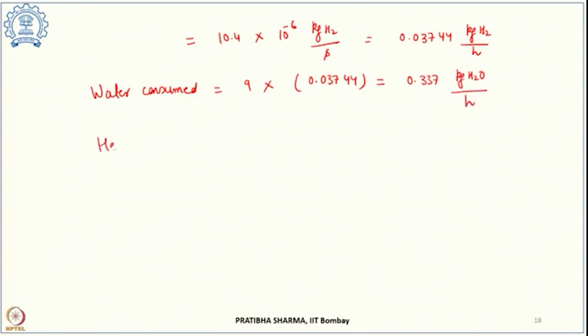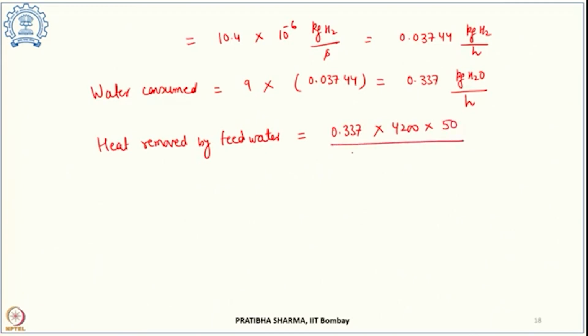So, the heat which will be removed when this much amount of feed water is fed is given by mCp delta T. So, mass 0.337, Cp is given as 4200, change in temperature is 50 degree and we will have to convert it into watt. So, this is 19.66 watt. This much amount of heat is being removed by the feed water in the electrolytic process.